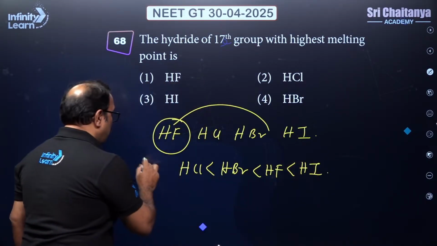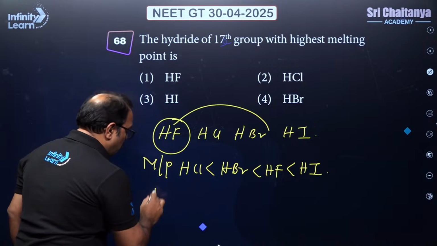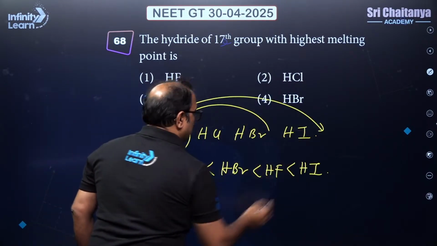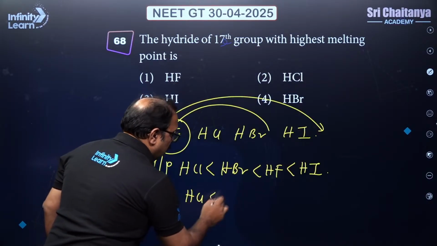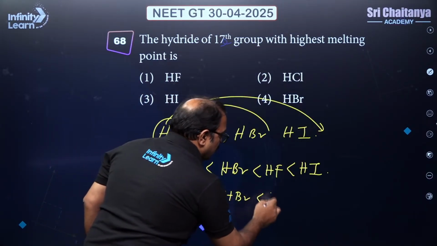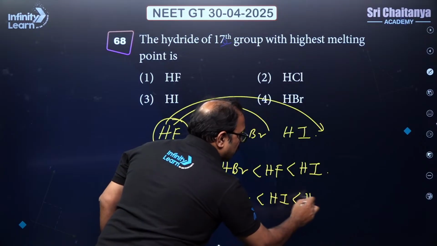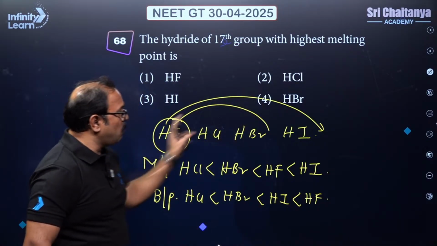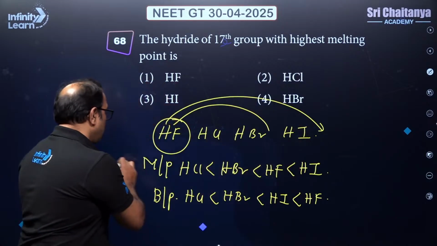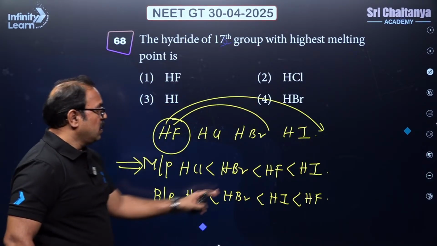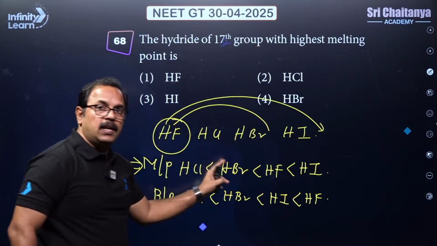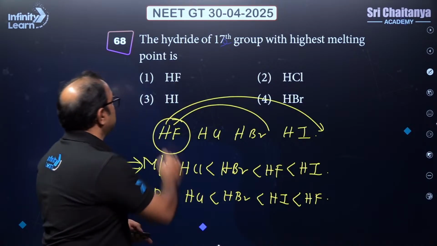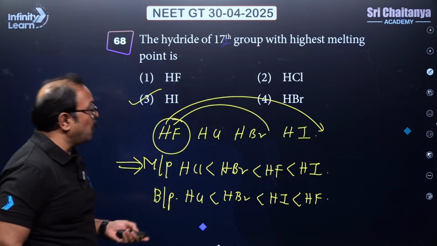This is from the melting point point of view. Same thing if you see from the boiling point point of view, then also HF will have a greater leap, and here you will see HCl, HBr, HI, then HF. So from the boiling point point of view, it has a greater leap. So HF will be higher than HI, but from the melting point point of view, HF will be higher than HCl and HBr, but not the highest. So HI is the correct answer in this case, because he is asking for the highest melting point.